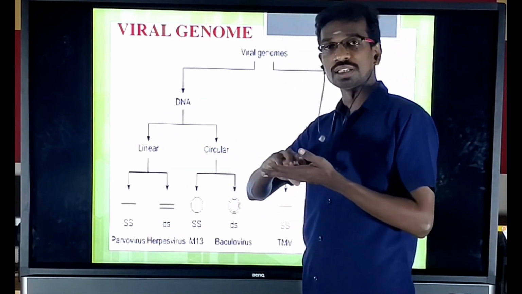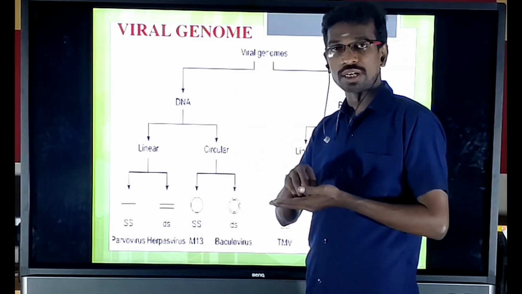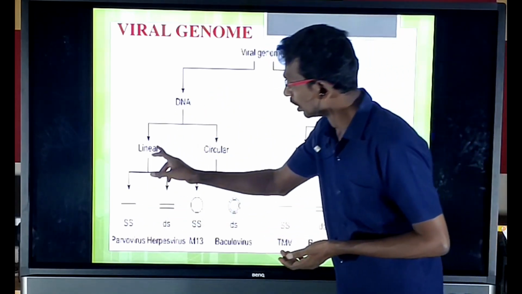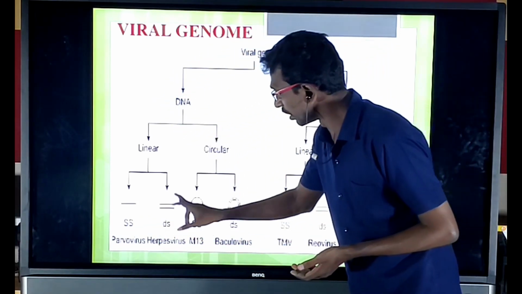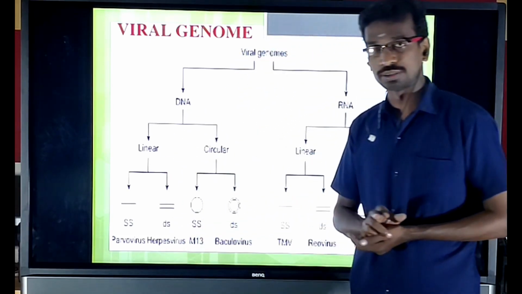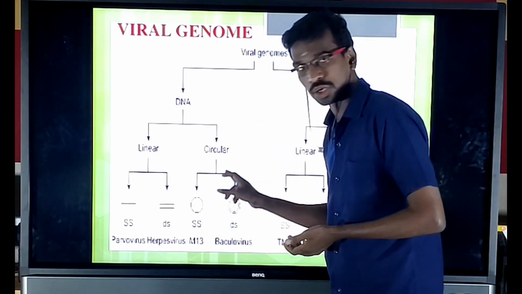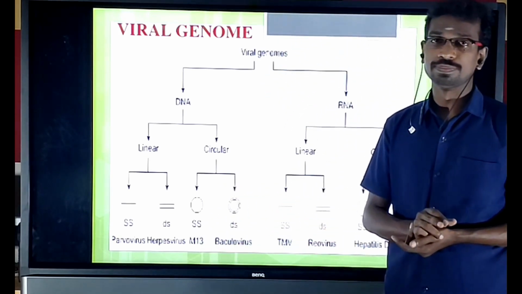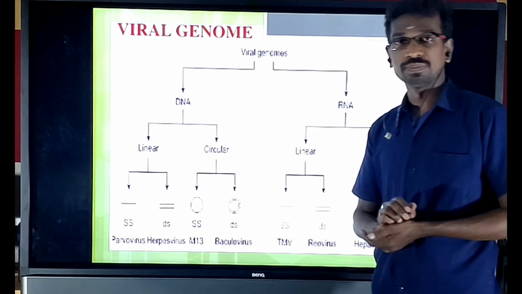Single stranded DNA and double stranded DNA are present in viruses, and single stranded RNA and double stranded RNA are also present in viruses. Linear single stranded DNA is found in parvoviruses. Linear double stranded DNA is found in herpesviruses. DNA with a circular form may be single stranded circular or double stranded circular. Single stranded circular means M13. Double stranded circular means phage viruses.